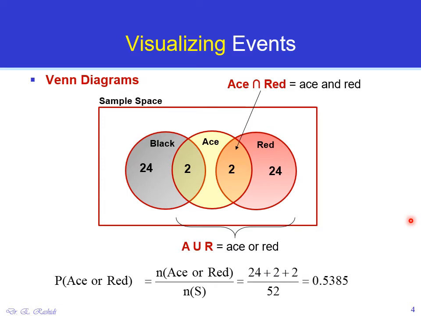Using this, for example, we can find the probability of drawing a card that is either ace or red. So this is ace or red. That's the union of the yellow circle and the red circle. The union of these two would be these two. So that would be 24 plus 2 plus 2. Right? 24 plus 2 plus 2, that's 28 divided by 52. That's about 54%. That would be the probability of drawing an ace or red card.